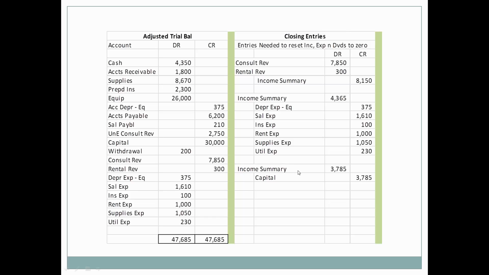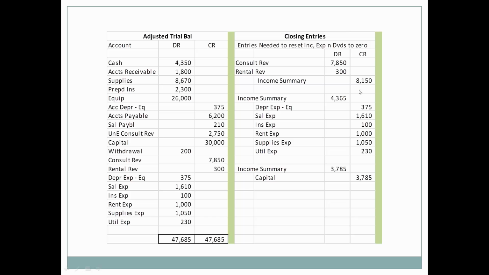Next, we're going to close out the income summary account. So we're going to take the balance in the income summary account, and this will be seen more clearly when we look at the T accounts or general ledger accounts associated with income summary. But we're going to close this account since it's temporarily used to help us close out all of the income statement accounts. So we're going to close this out to capital. And so this $3,785 will be closed out to capital.